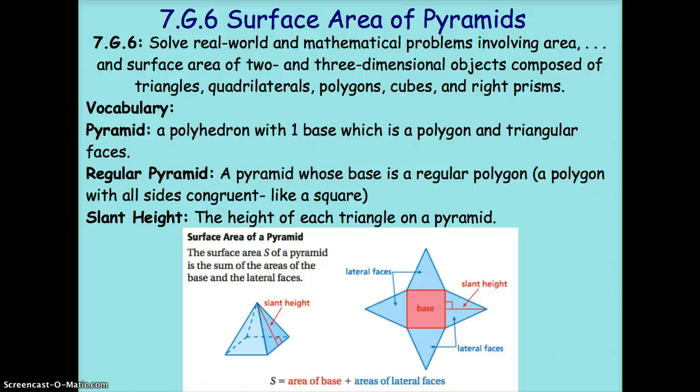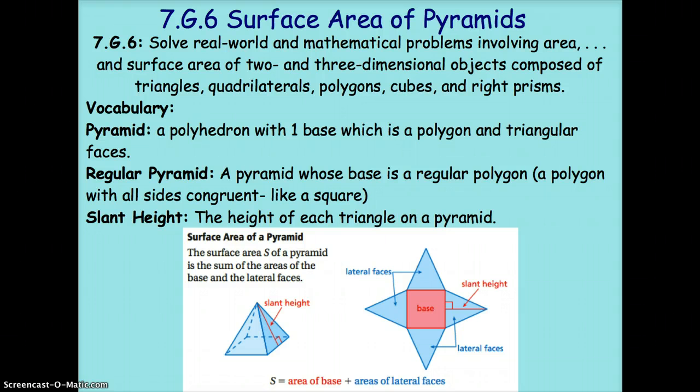Standard 7.G.6, surface area of pyramids. The portion of this standard we're covering today: solve real-world and mathematical problems involving area and surface area of 2- and 3-dimensional objects composed of triangles, quadrilaterals, polygons, cubes, and right prisms. You will notice we are covering the same portion of the standard as we covered yesterday. This one now includes those pyramids.